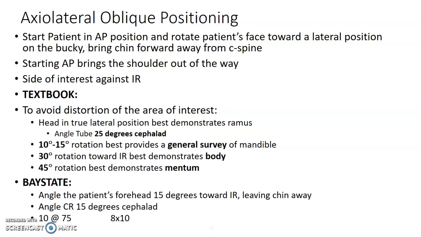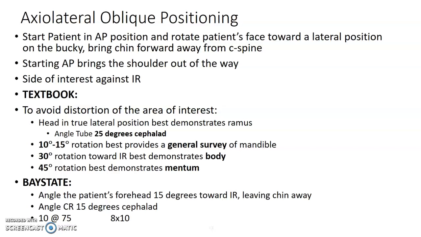I bring their chin forward away from the C-spine, and then doing it AP like that brings the shoulder out of the way. If you attempt it PA, so if you start the patient facing, when you turn them lateral, because of the tube angle, you might superimpose the shoulder up into the mandible. So I don't tend to do mine PA. The side of interest is the side closest to the image receptor.